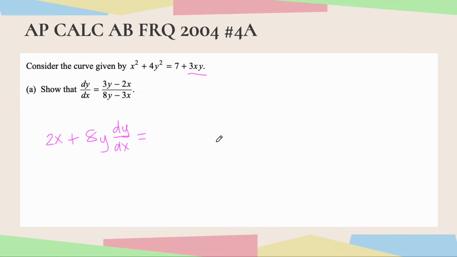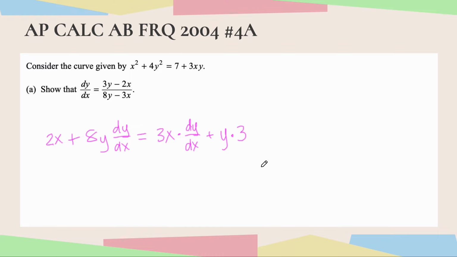And then here we have to use the product rule. I like to group 3x together, so I like to consider this 3x times y. So the product rule is first times the derivative of the second, which is dy/dx, plus the second term, which is y, times the derivative of the first, which is just 3.